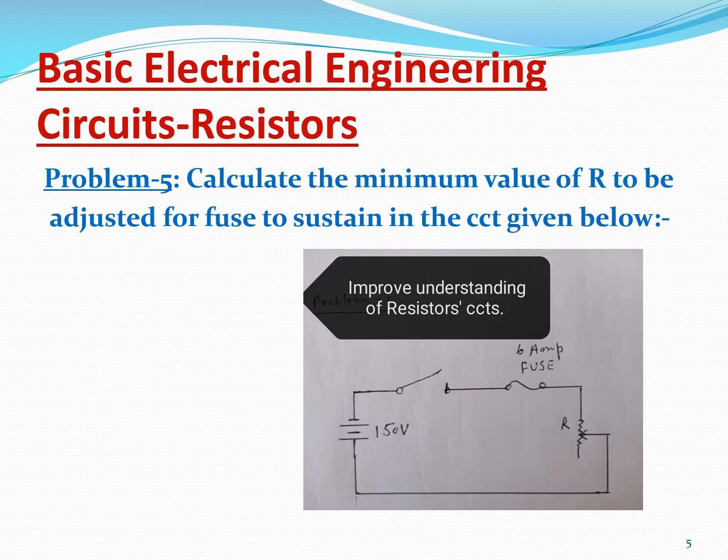So if the resistor R value is 25 ohm, then obviously it will sustain and the fuse will not blow, and the fuse can sustain that much current when the resistor value R is 25 ohm.